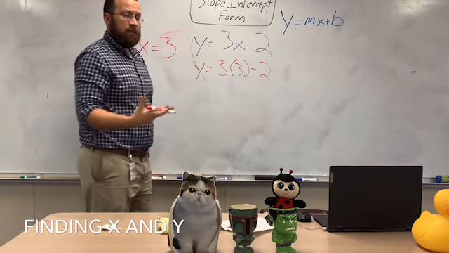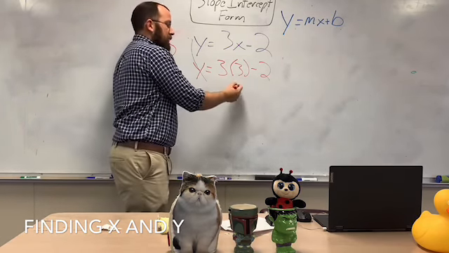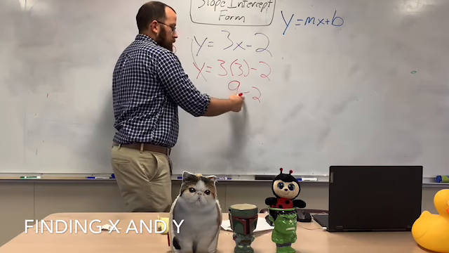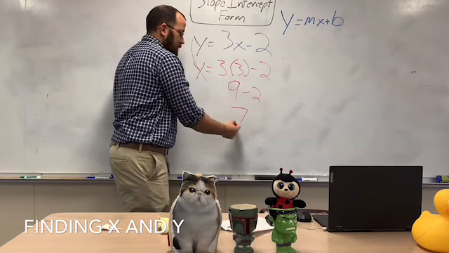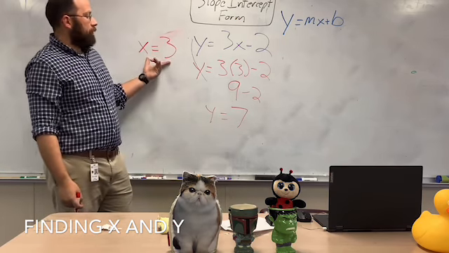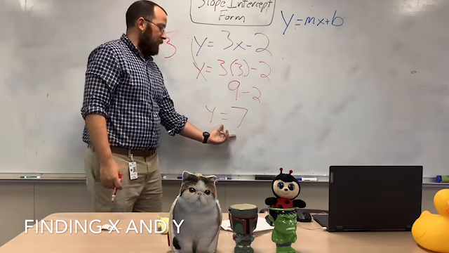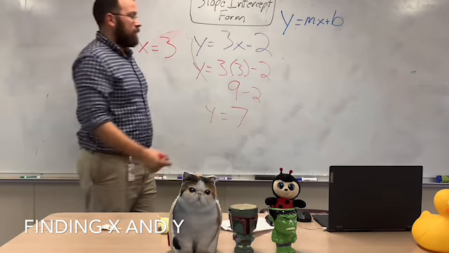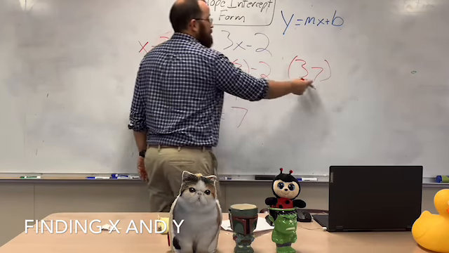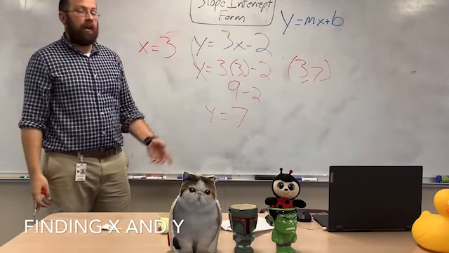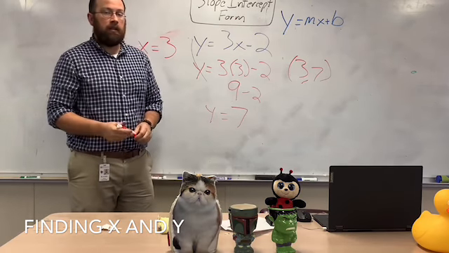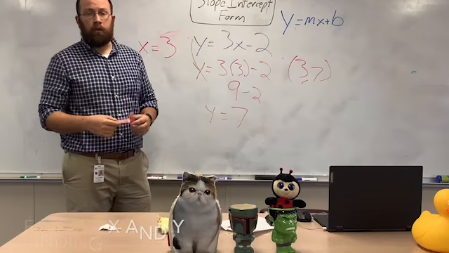And now you just simplify. 3 times 3 is 9, minus 2. 9 minus 2 is 7. So y equals 7. So when x is 3, y is 7. And now, write that as an xy point: (3, 7). That is the point. So every time that x equals 3, y will equal 7. Now we're going to do one where we find the x.